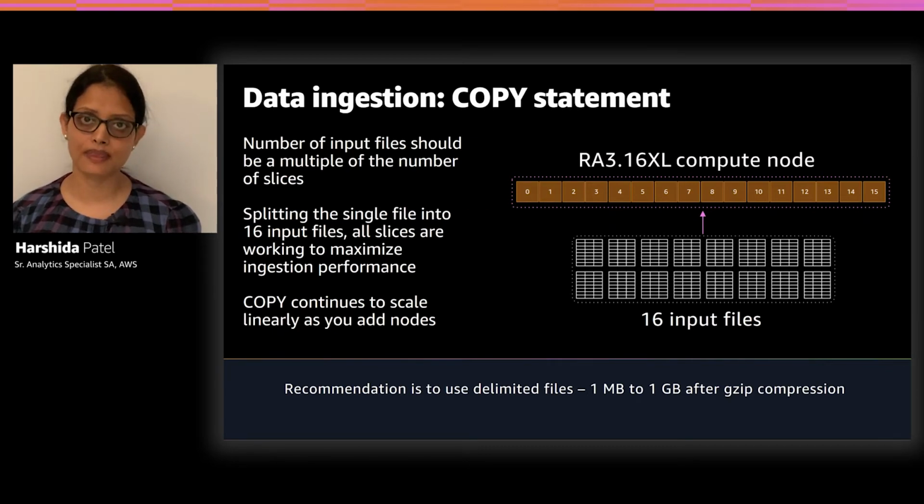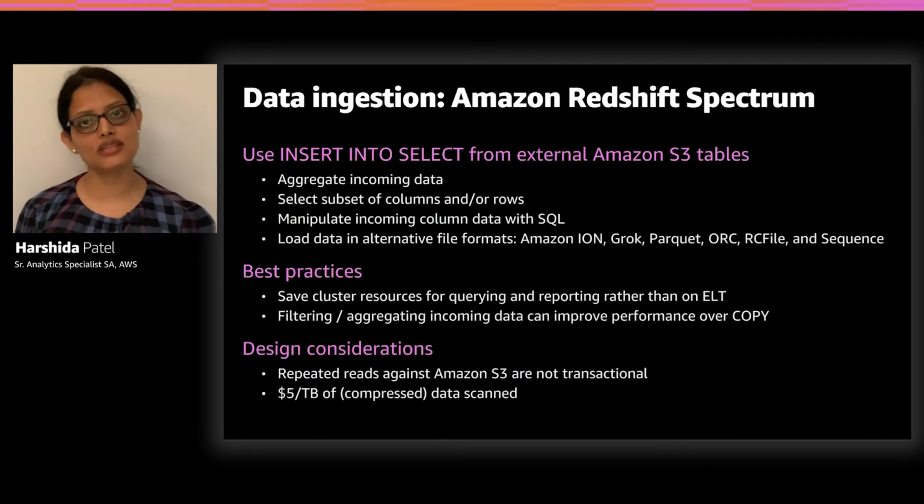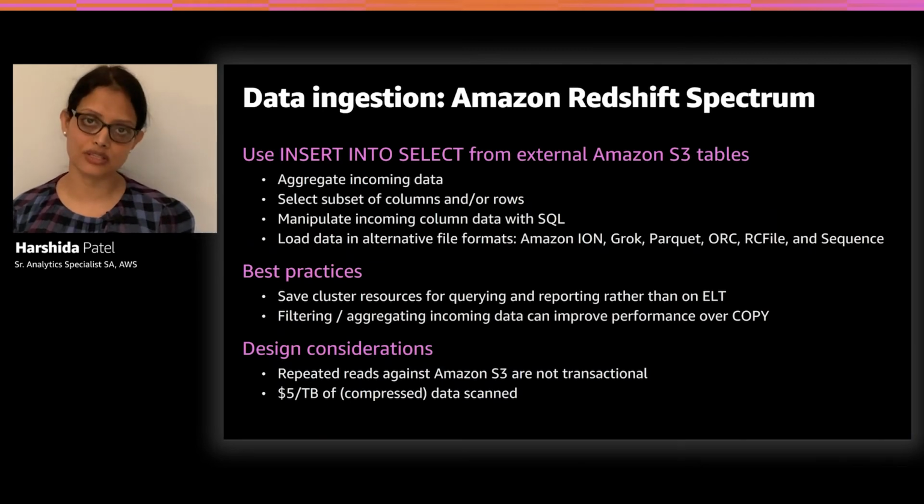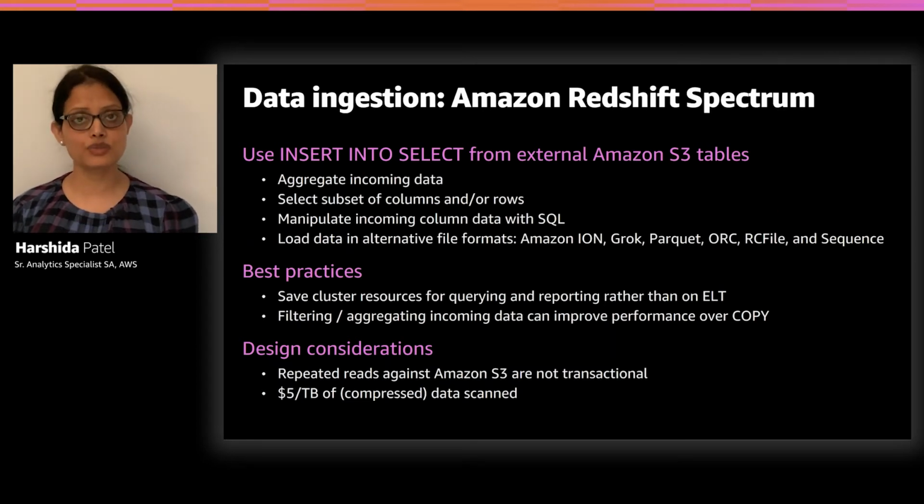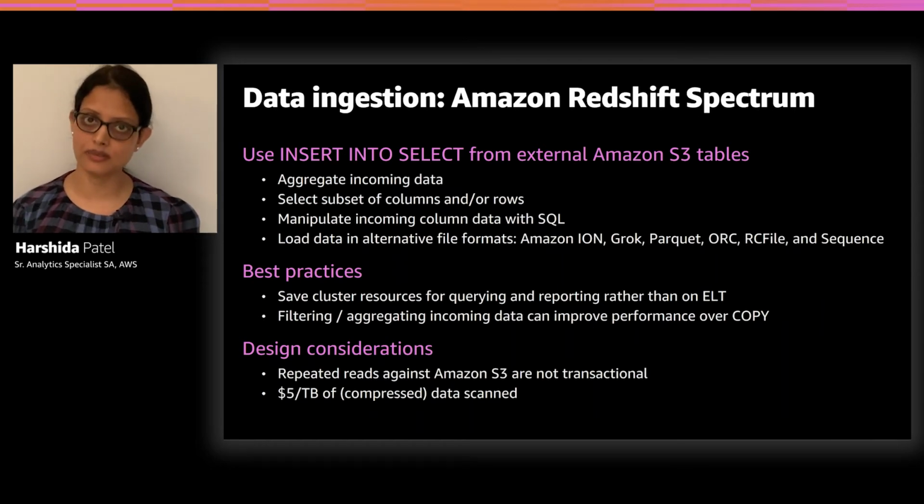An alternate way to ingest the data into Redshift is using Redshift Spectrum. A number of customers are using Amazon Redshift Spectrum for ELT. With Redshift Spectrum, you can select a subset of columns, push down the filter, and apply transformation and aggregation before ingesting the data into a Redshift table.